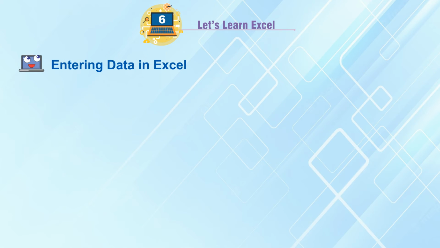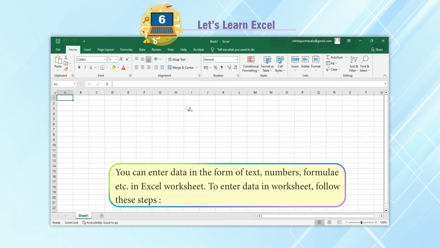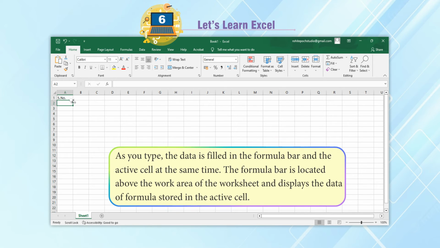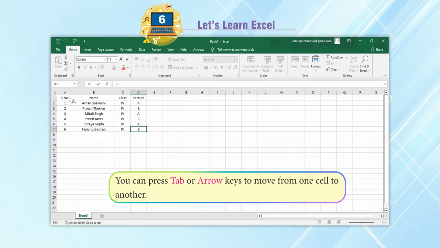Entering data in Excel. You can enter data in the form of text, number, formula, etc. in Excel worksheet. To enter data in worksheet, follow these steps. Make the cell active in which you want to enter data. Type in the cell and press Enter key. As you type, the data is filled in the formula bar and the active cell at the same time. The formula bar is located above the work area of the worksheet and displays the data or formula stored in the active cell. You can press Tab or arrow keys to move from one cell to another.